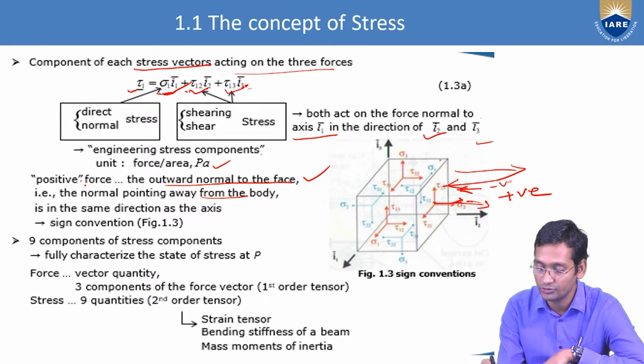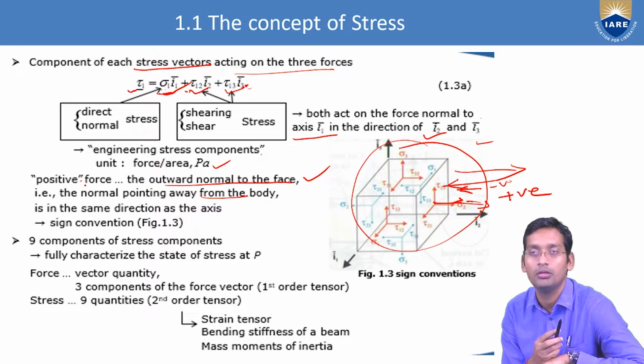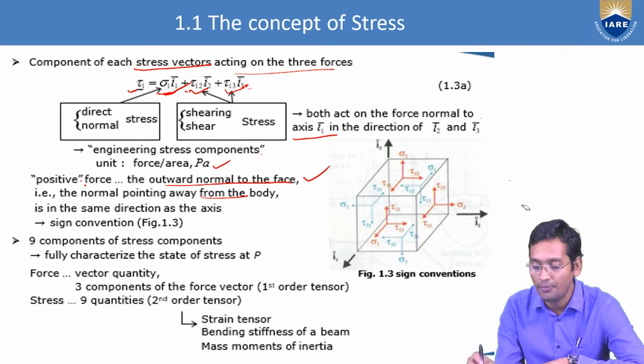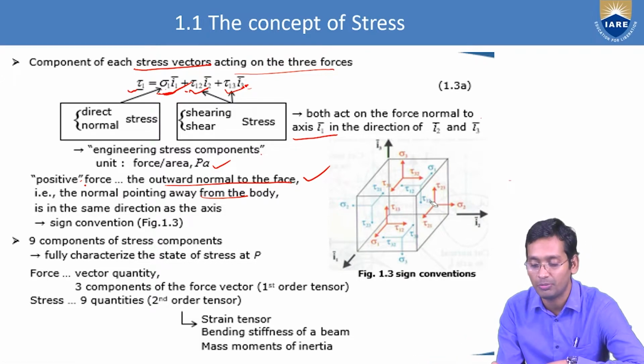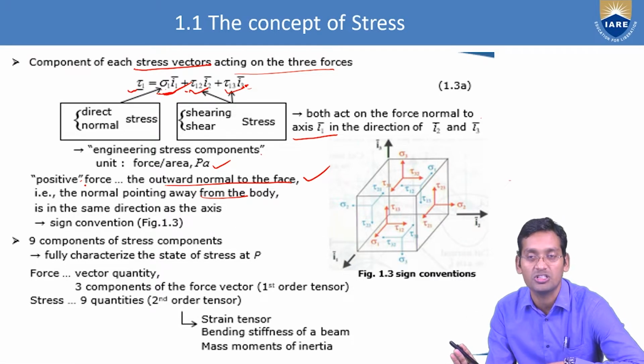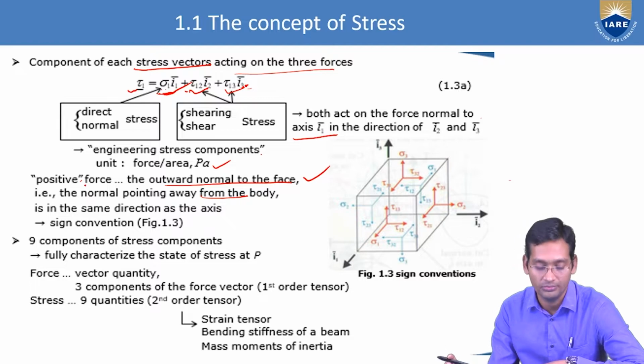So this will show the sign convention, how we will take it. Whatever the force is, if it acts away from the surface, or you can say perpendicular to the surface and moving away from it, then we can take this as positive. If it is coming towards the surface, then we can take it as negative.